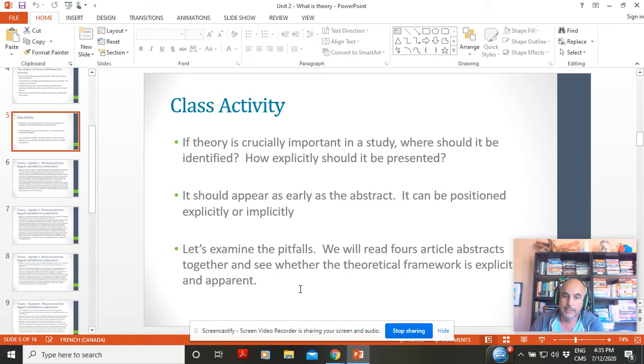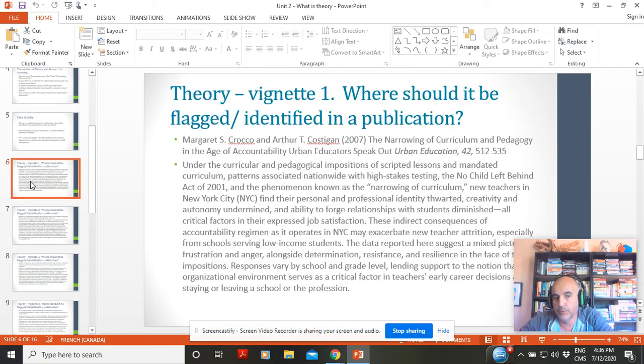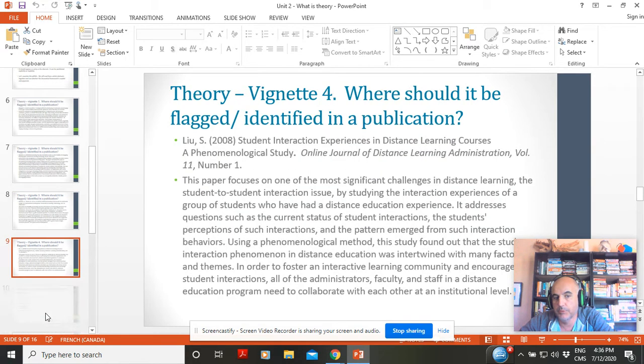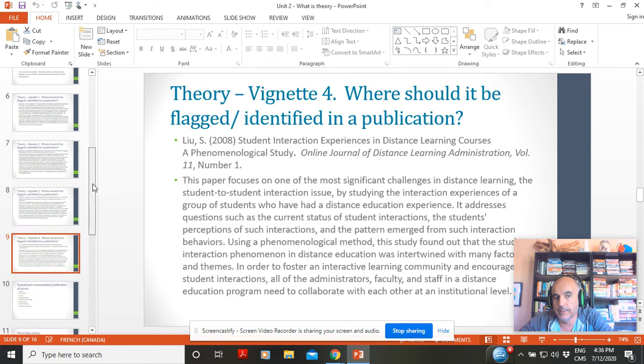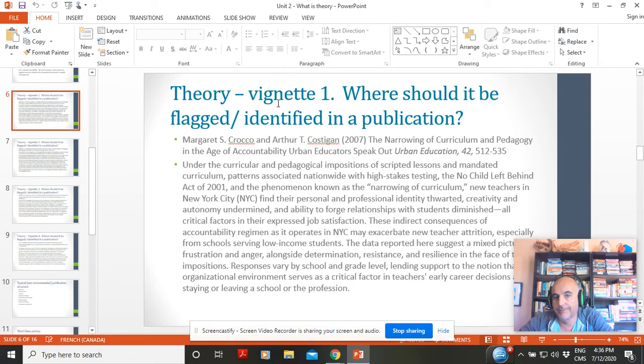I'm going to say it should appear as early as the abstract, but then it should appear in the body of the study as well. So tell me where would you find that section? Here afterwards, we're going to do little activities with vignettes. I've taken 4 abstracts, and I argue here that theory should appear in the abstract. So I've given you 4 abstracts, and I'm asking you whether you find that theory is actually present in these 4 abstracts. So it's sort of a game-based activity. We're going to call them vignettes instead, so you don't have to cite the full article in APA style.